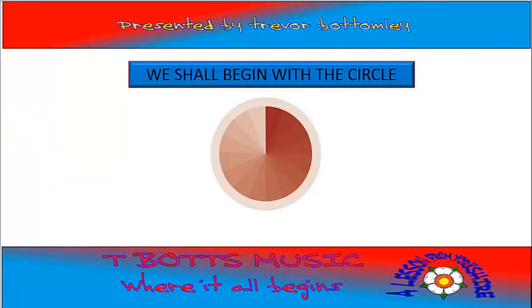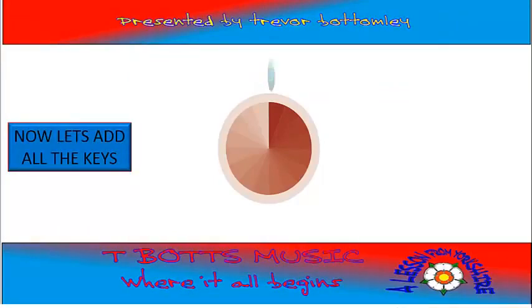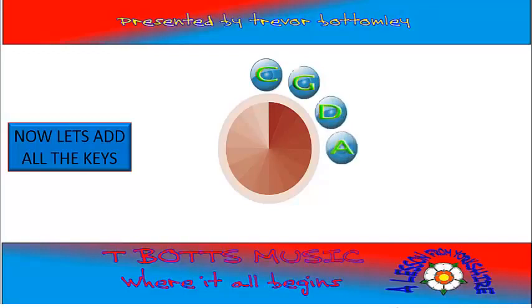So let's start at the beginning. That's with the circle. There we are, just a straightforward ordinary circle. Now let's add all the keys to that circle. Up at the top, 12 o'clock, we've got the key of C. 5 past 12 we have the key of G. 10 past 12 we have the key of D. 1/4 past 12 we have the key of A. 20 past 12 we have the key of E.